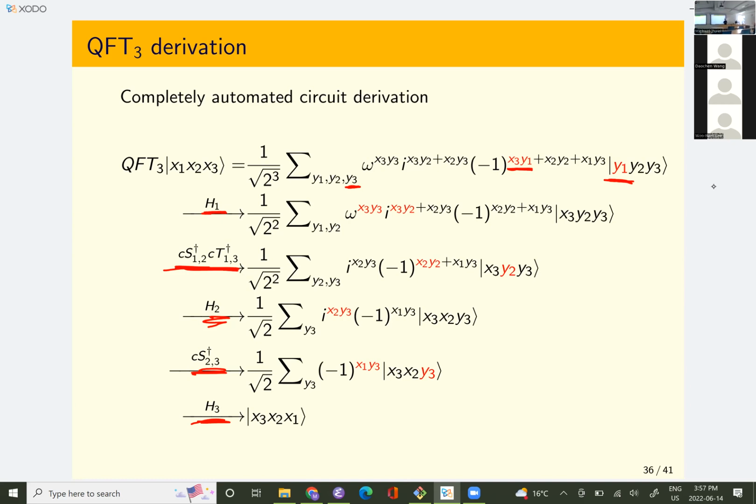QFT hard to implement for non-power of 2, right? Yeah. So I don't know exactly what it would do for the non-power of 2 QFT. But that's an interesting one. I want to try that at some point.